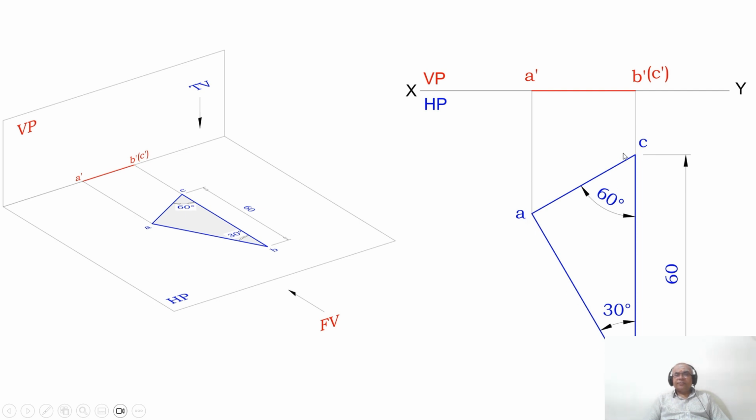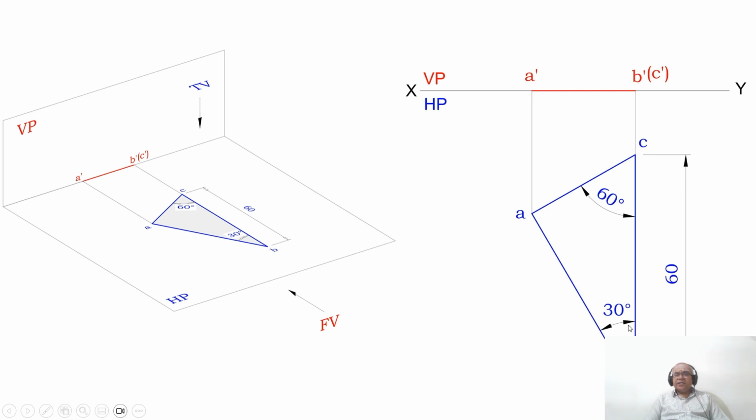Therefore, you are getting the true shape in HP, and it is perpendicular to VP. That means it is 90 degrees to the vertical plane. As you see here, 90 degrees to the vertical plane. Therefore, you are getting a line in the vertical plane on the front view. So this is how you will be able to write the top view and front view for the initial position of a 30 degree, 60 degree set square.